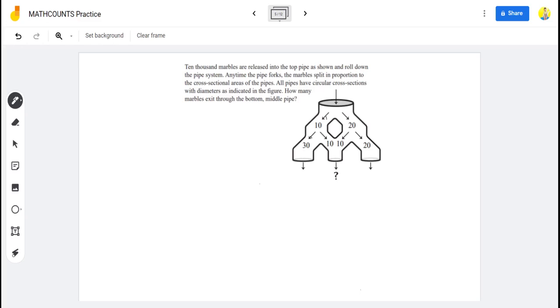So the ratio of the diameters of this and this is 10 to 20. That means the ratio is 1 to 2, meaning the cross-sectional areas ratio is 1 to 4. So that means 1/5 of the marbles roll down here and 4/5 of the marbles roll down there. So 2,000 roll down here and 8,000 roll down here.